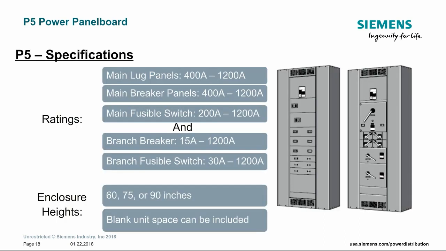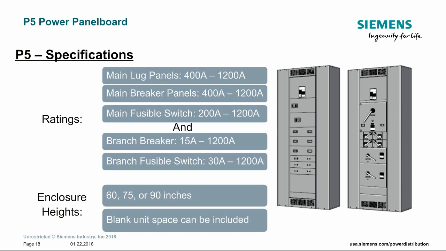Now let's move on to the final and largest panel board in this P series family, the P5 Power Panel Board. All of the ratings are listed here. You can see the main lug panels are still the same ratings as our P4 power panel boards, but we saw a huge increase in our main breaker panels as well as main fusible switch panels. These can now be rated all the way up to 1200 amps.